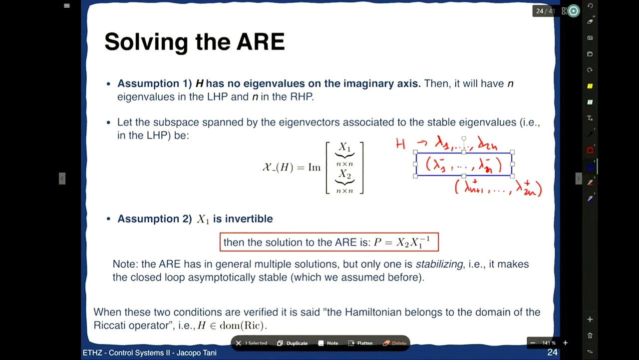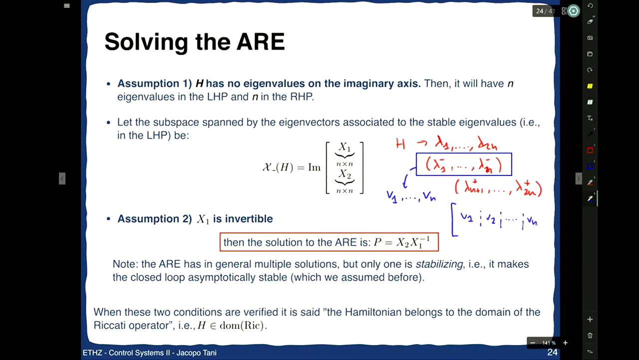And then we find the eigenvectors v1 to vn that are associated to the stable eigenvalues, and we just stack them up like this. Consider that these are n stable eigenvalues, but each eigenvector will have the dimension of the Hamiltonian matrix. So this means that each vi has dimension 2n by 1. So if we stack them all up together, we're going to have 2n by n. If we stack all the eigenvectors associated with the stable eigenvalues, then we just partition this matrix here.